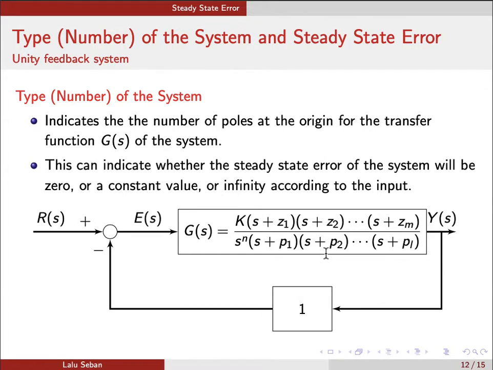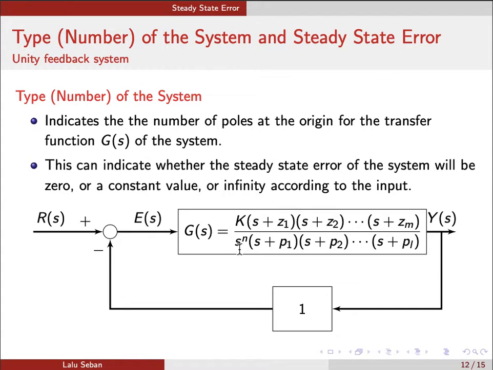So this is a general representation of a unity feedback system. The forward path transfer function G(s) is represented by gain, zero, pole form. Here n indicates the number of poles at origin. Here n again represents the type number, and the type number and the number of poles at origin are both the same. So it is different from the order of a system, please remember.